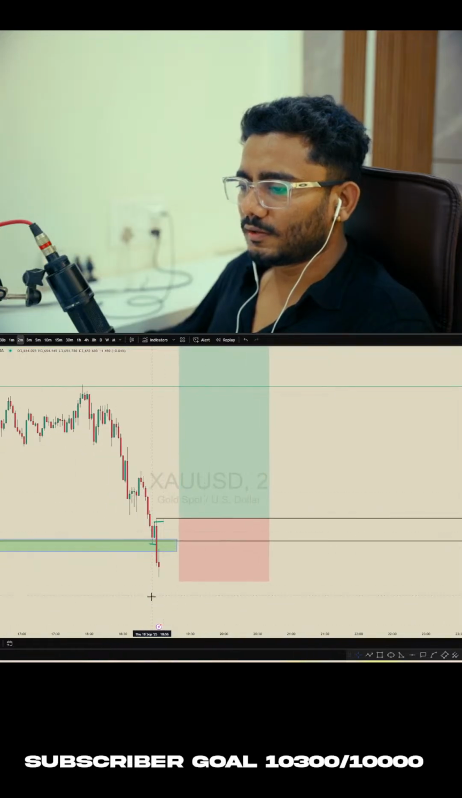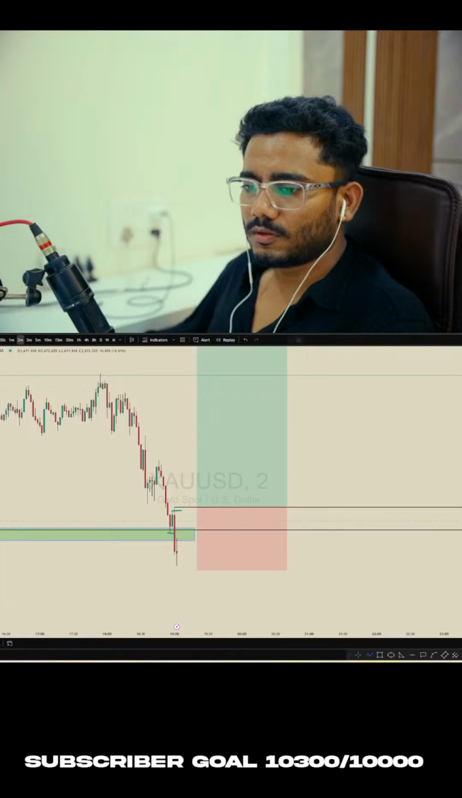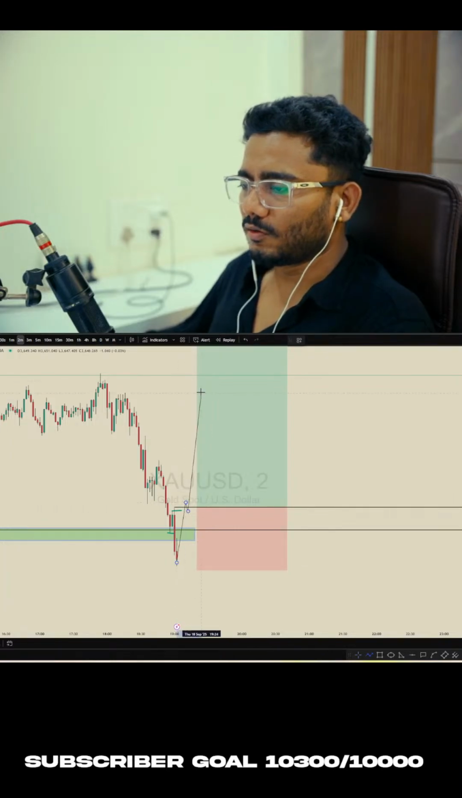So this is the entry. Price took out this high, we have this inducement. We want another move which breaks this high. Then I look for entry.